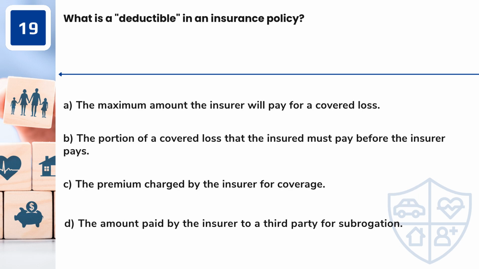Question 19. What is a deductible in an insurance policy? A. The maximum amount the insurer will pay for a covered loss. B. The portion of a covered loss that the insured must pay before the insurer pays. C. The premium charged by the insurer for coverage. D. The amount paid by the insurer to a third party for subrogation.